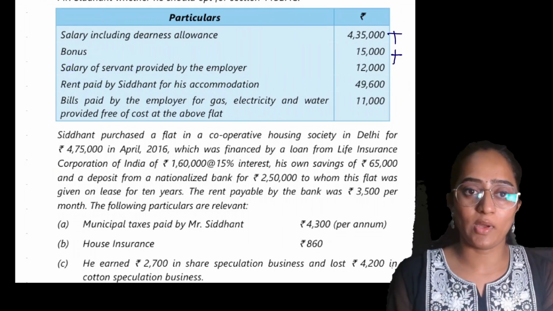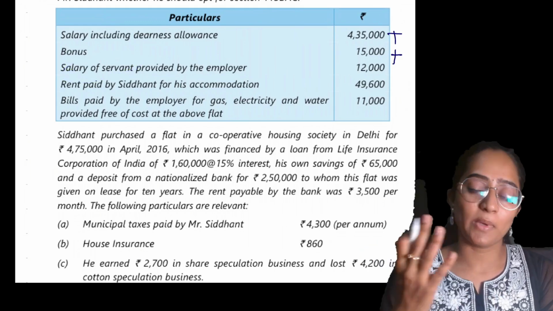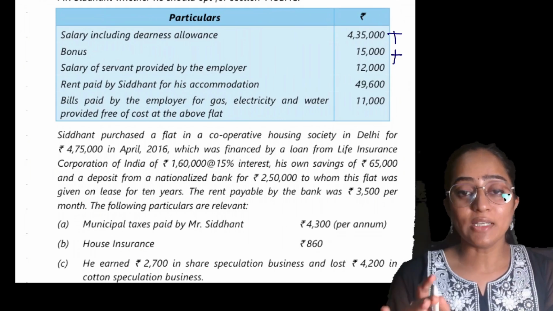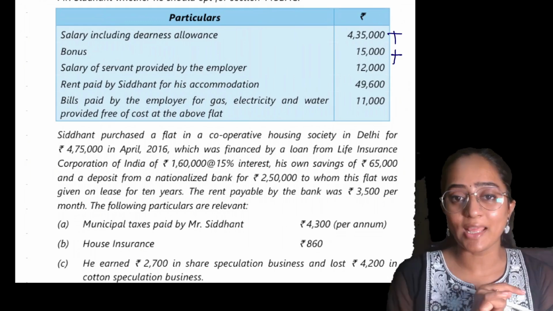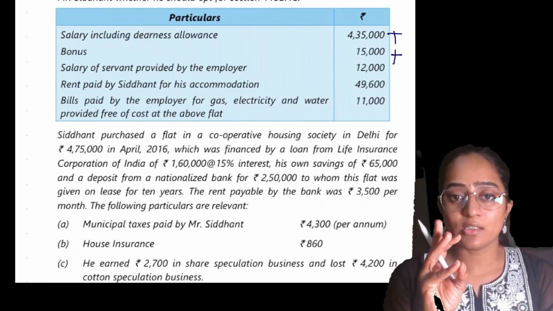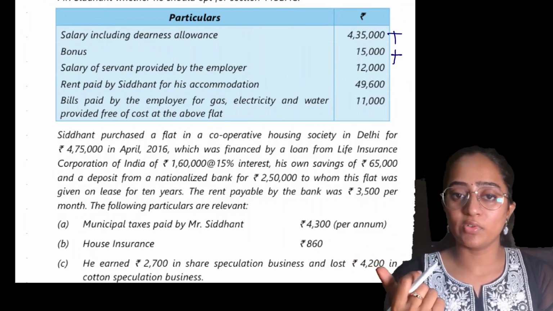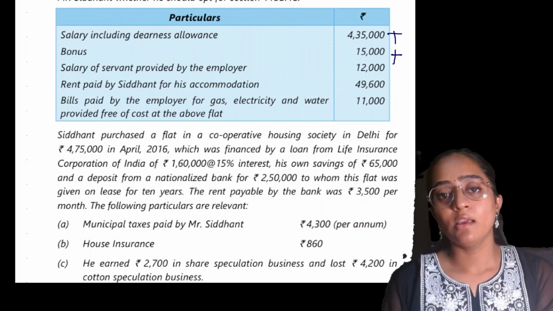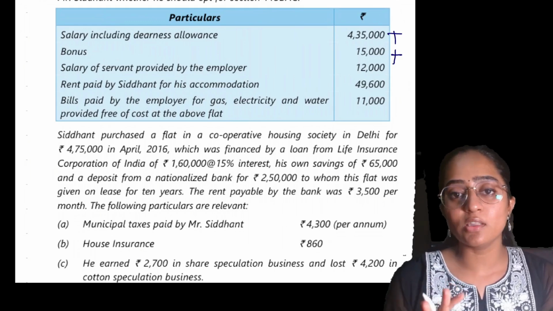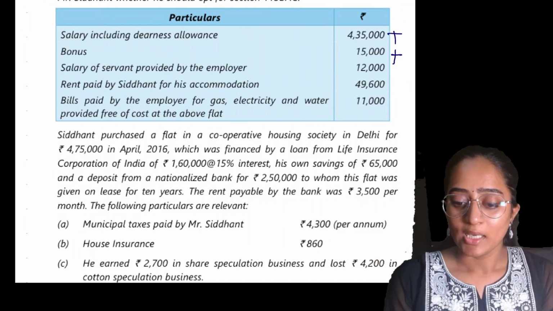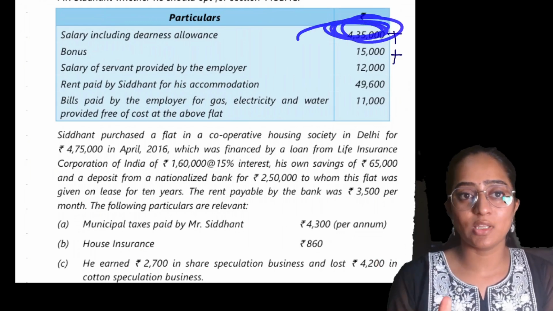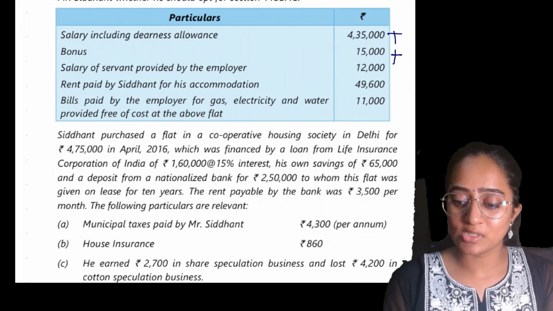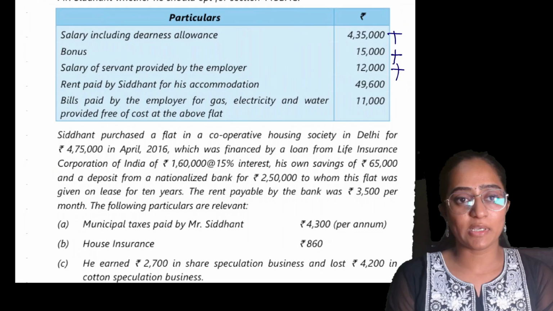Salary of a servant provided by the employer, housekeeping services given by the employer: in that case, if it is given to specified employees, it is going to be fully taxable. Specified employees cover directors, the people who have control over the organization with a certain greater percentage, and the people who have a salary of more than 50,000 rupees per year. In this case, one point is satisfied, that is your salary is more than 50,000. You become a specified employee, so your salary of servant becomes taxable.